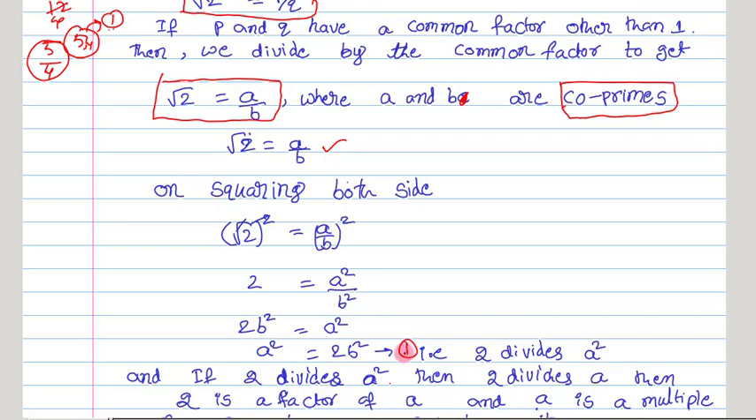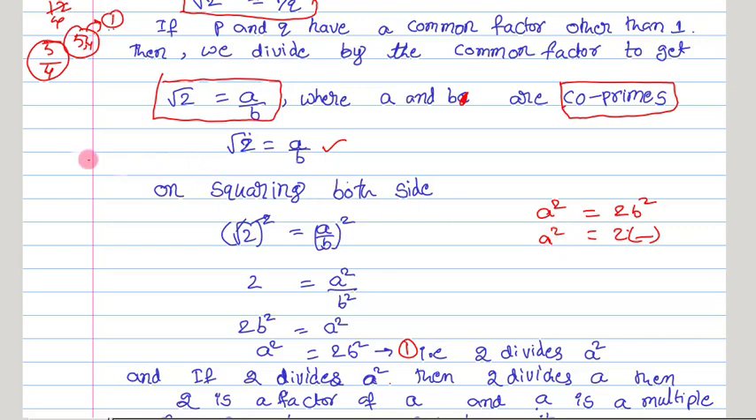Now from this equation, what we should understand is that 2 divides a square. How are we saying that 2 divides a square? If you observe, this is equation 1. Equation 1 says that a square is equal to 2 into b square. That means a square, I wrote it as 2 into something. That means a square is a multiple of 2, which means 2 divides a square.